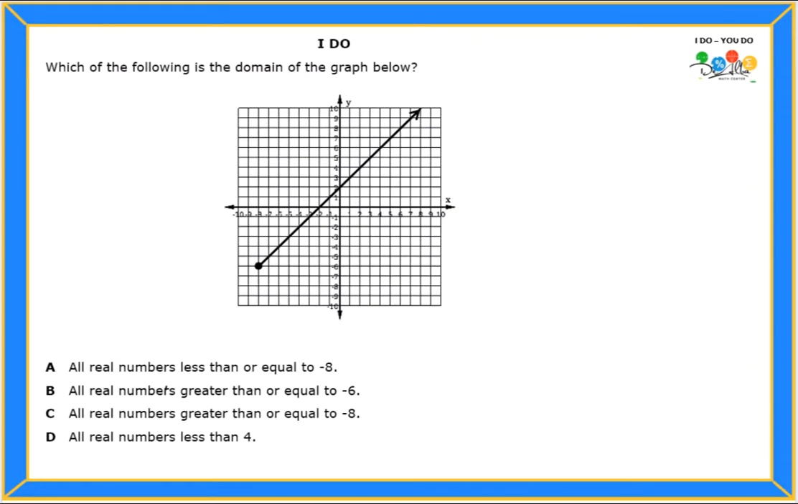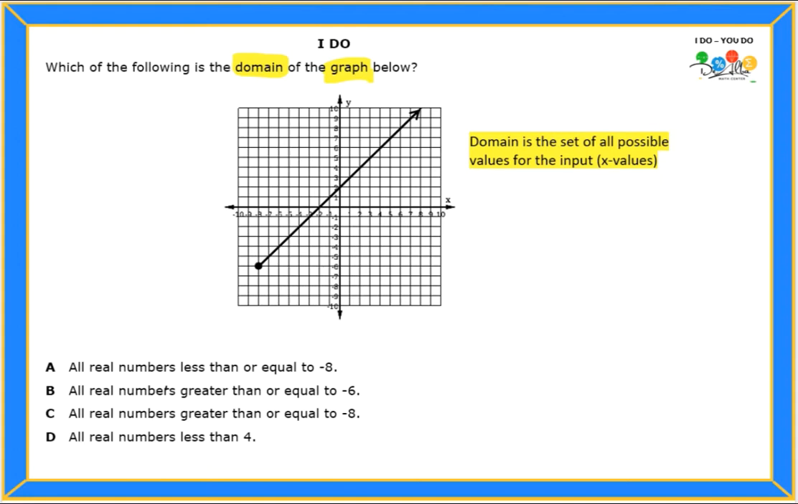It says, which of the following is the domain of the graph below? So I'm looking for domain, and they're giving us a graph, okay? First of all, we need to find the definition of domain. Domain is basically all the possible values for the input, which is actually the x values. So domain has to do with x, in other words.